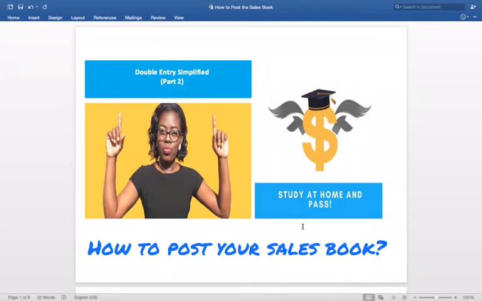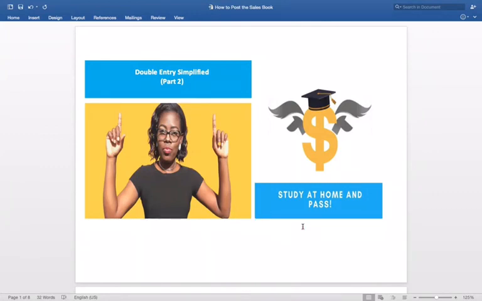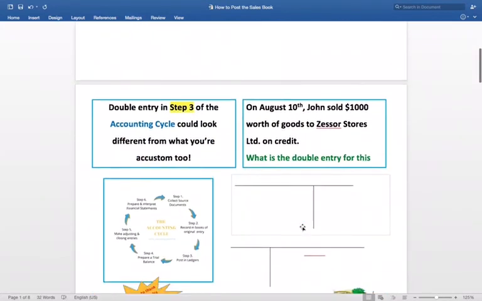This principle/secret can work for many other books of original entry. So stay to the end. Let me know if you understand and then apply this principle to the other books of original entry. Are you ready? All right.